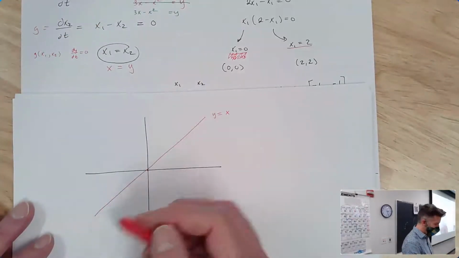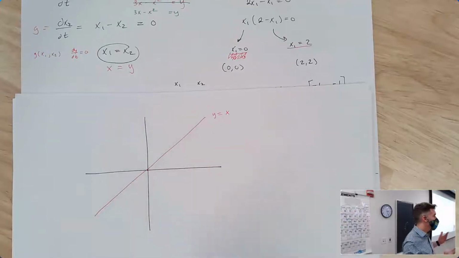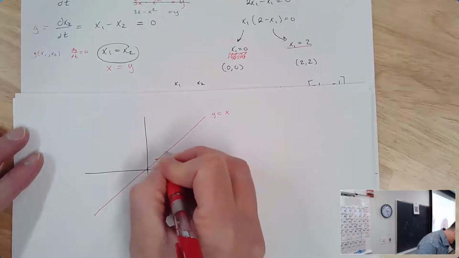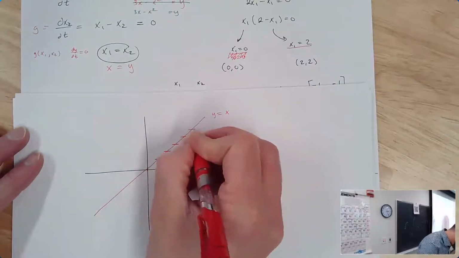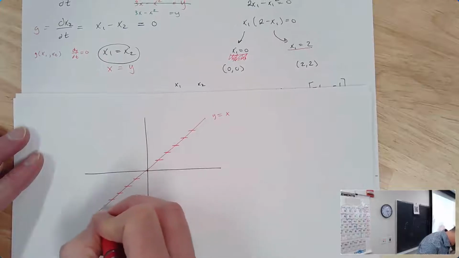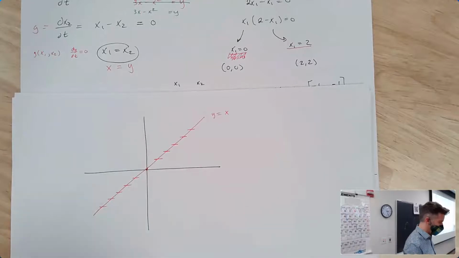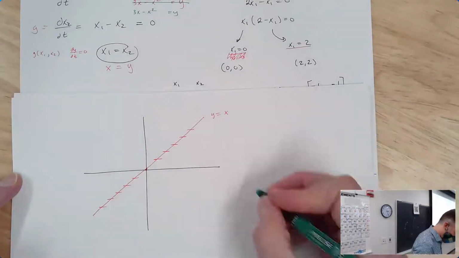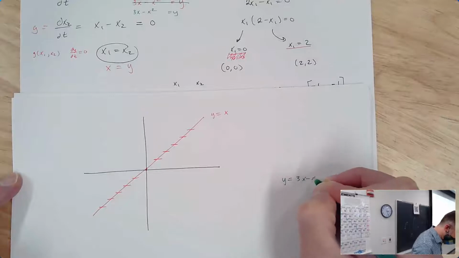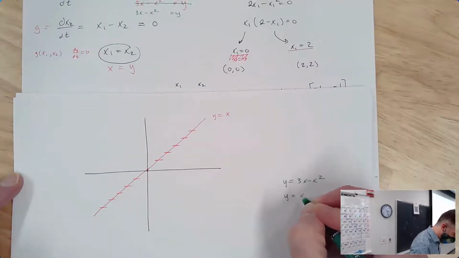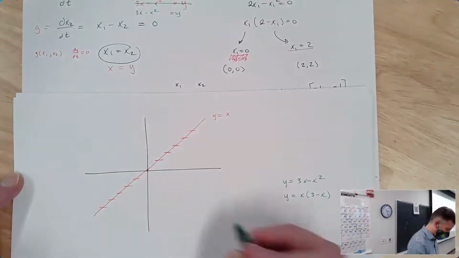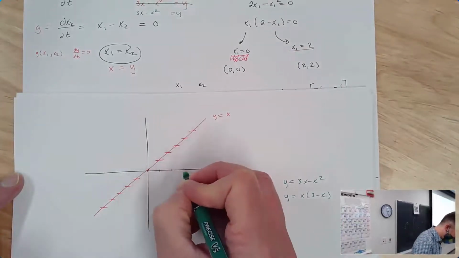So on this line, there's no change in the y direction, meaning your arrows don't point up or down at all. Your arrows are purely horizontal. So on this line, we're either purely to the right or purely to the left. Okay. My other null cline is this parabola, y equal to 3x minus x squared, or y equal to x times (3 minus x).